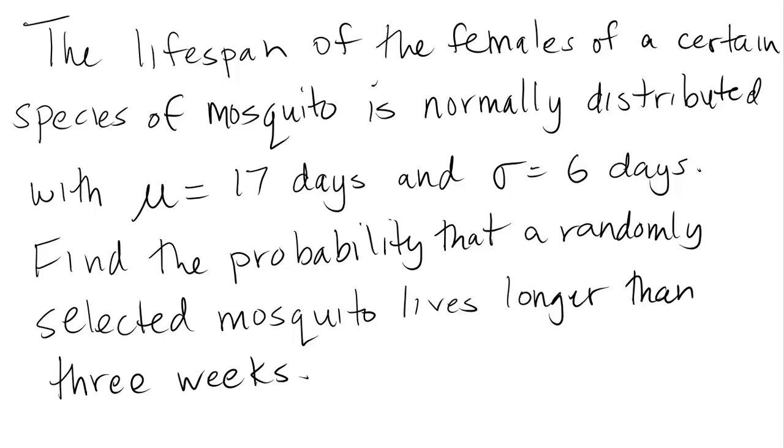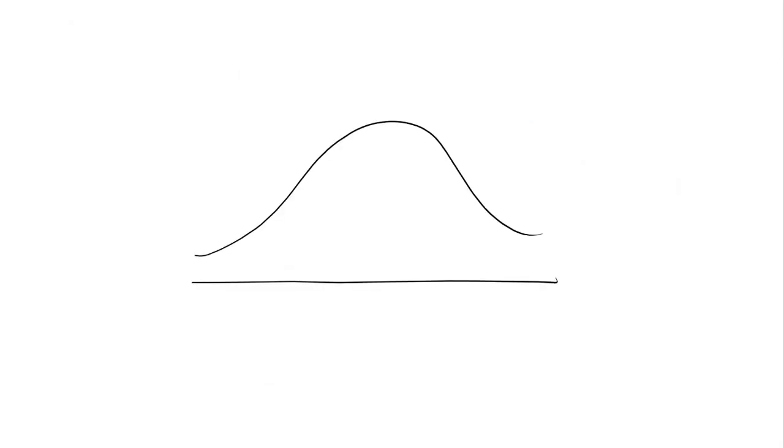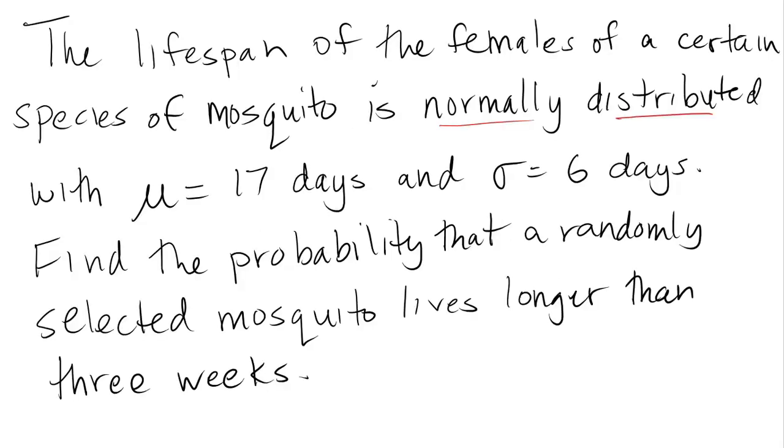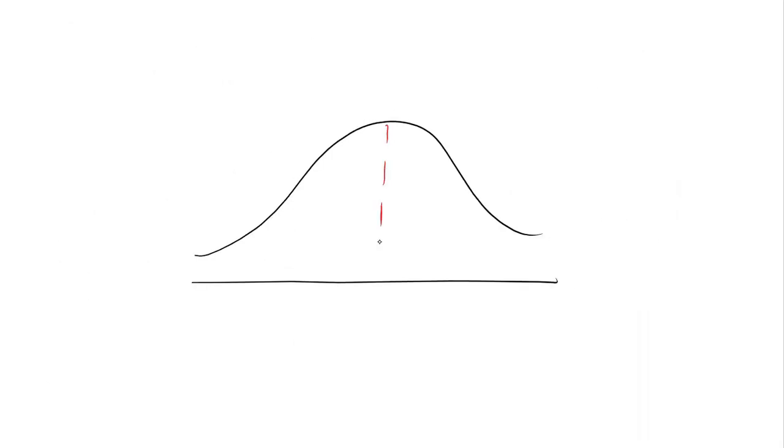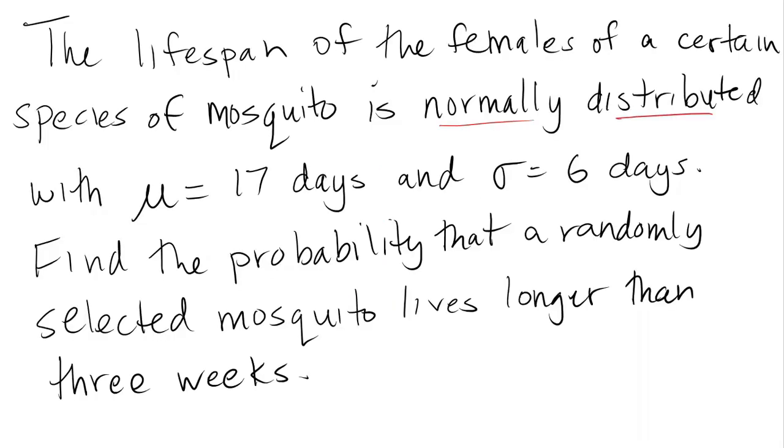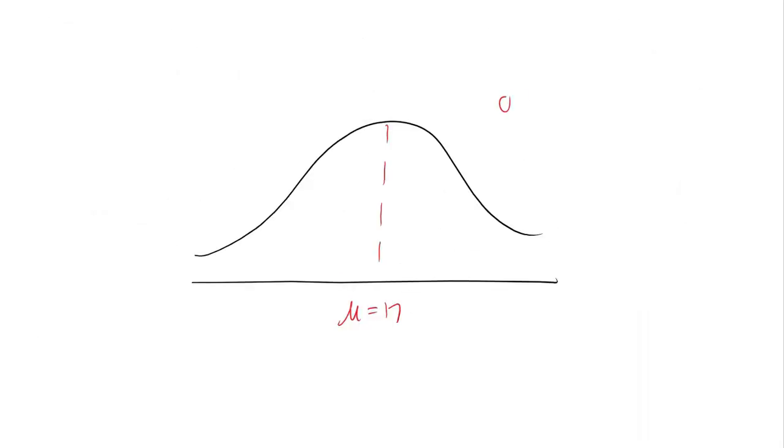We're told that the variable is normally distributed. So I'm going to draw a picture. The mean lifespan was 17 days. Mean is in the middle. The standard deviation is 6 days. Kind of note that off to the side.